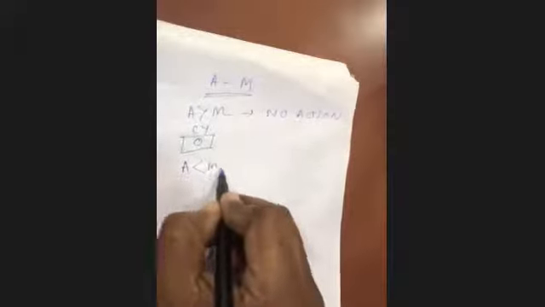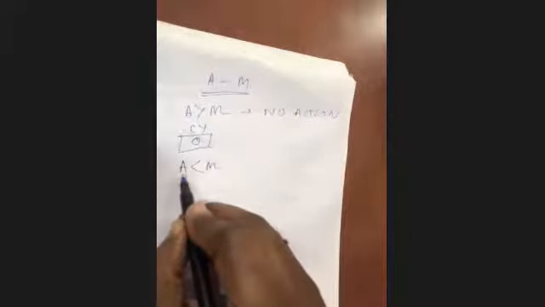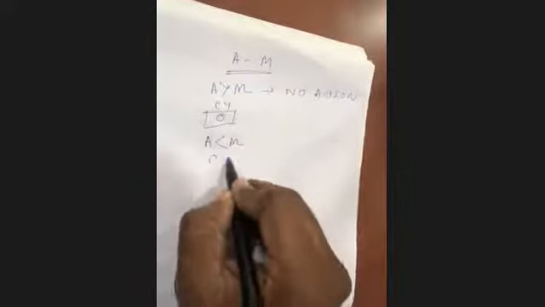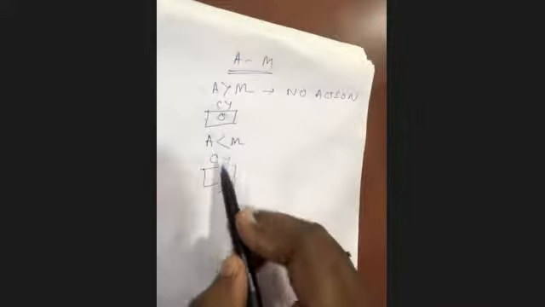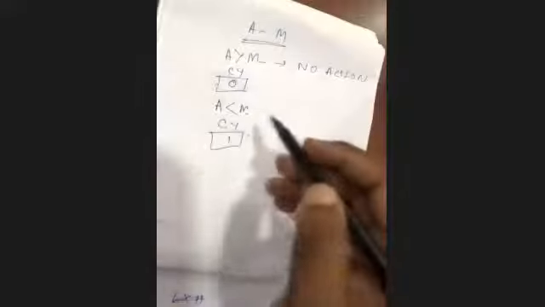Next, if A is less than M, meaning M is higher with respect to A, what will happen? The carry flag will be 1. In this case the carry flag will be 1. Why, sir? I told yesterday that there will be a borrow, the concept of borrow. Yes, sir. Is it clear? Yes, sir. Sir, then what will happen?